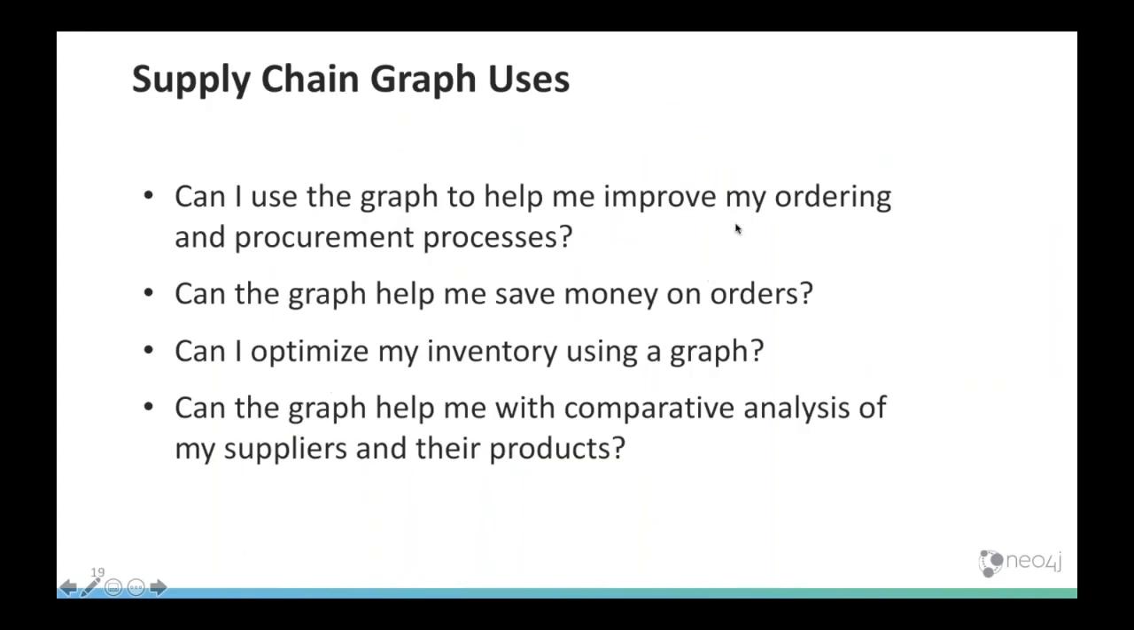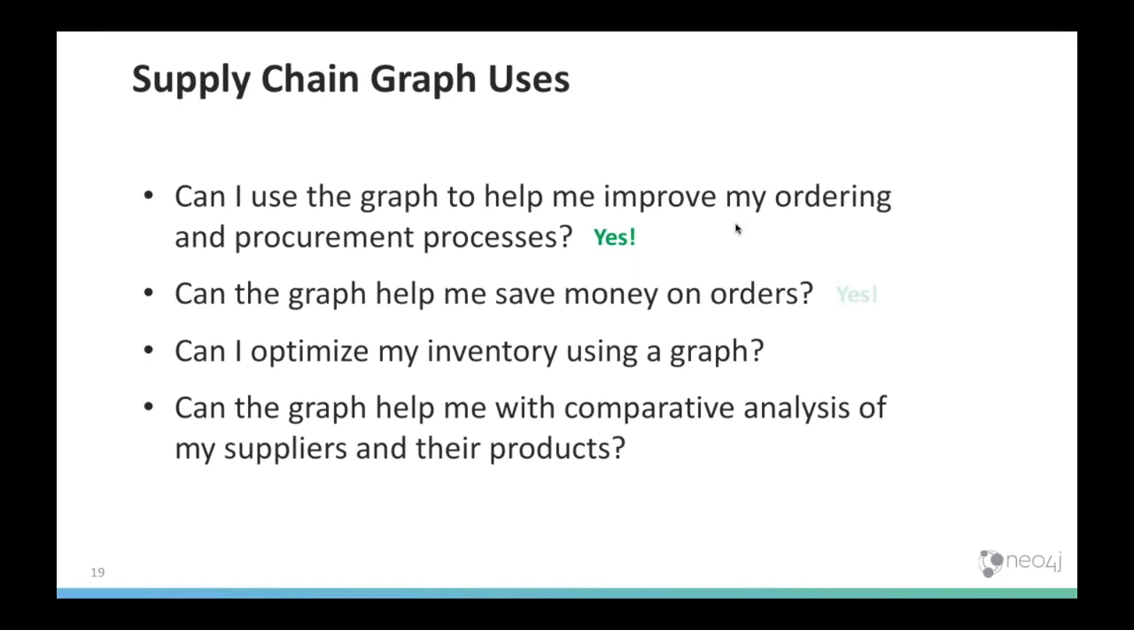So can you use the graph to help you improve your ordering and procurement process? Absolutely. Even just being able to have a view of all your suppliers and their relationships and the data about them and what they supply you, that in and of itself can sometimes be difficult to achieve across lots of different data sources, or where there might be different kinds of touch points, Excel files, or emails, or whatever.